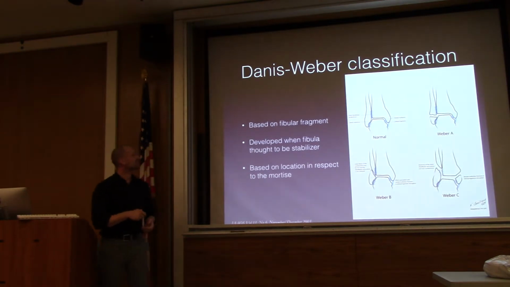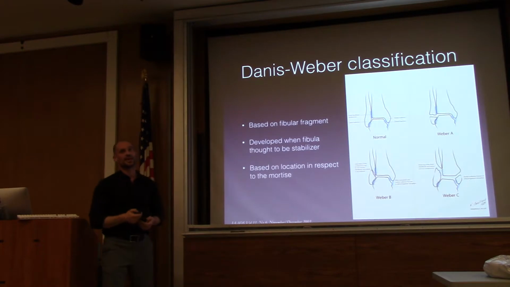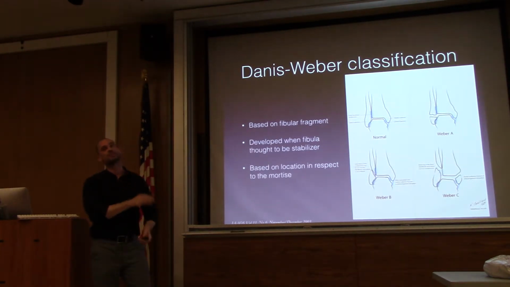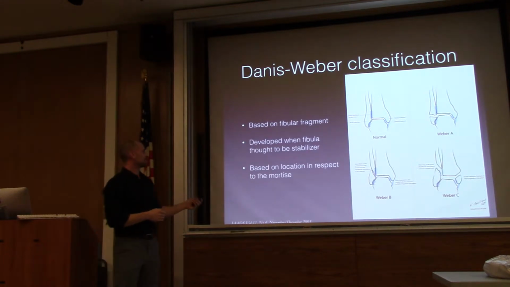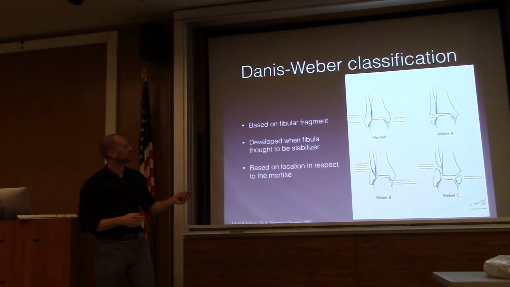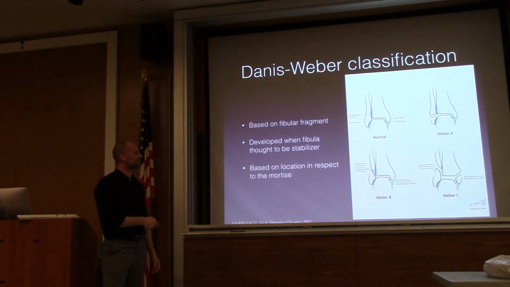Like I just said, this Weber classification, A, B, and C, depends on the lateral malleolus. That's really the section you're trying to look at. This was developed a long time ago, when most people tried to say that the fibula was giving stability to the ankle. It doesn't. The fracture fragment is based on whether it's transverse, oblique, or proximal. I want you to look at it in terms of location relative to the ankle joint.